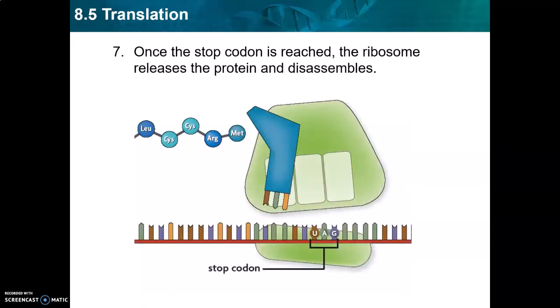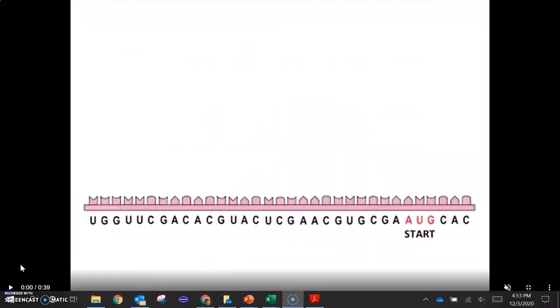And then finally, our last step here, this is just going to continue until we reach a stop codon. The stop codon, just like a start codon was the code to start making a protein, the stop codon lets the ribosome know when the protein is finished. When the stop codon is read, the whole thing will disassemble and that protein is now free to be used by the cell. So let's look at this in action here.